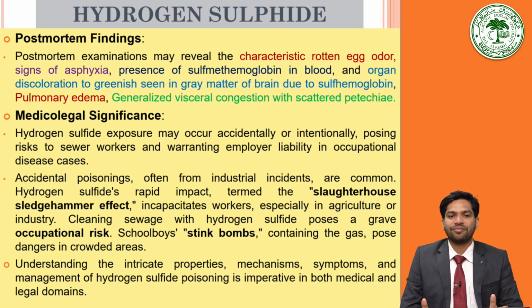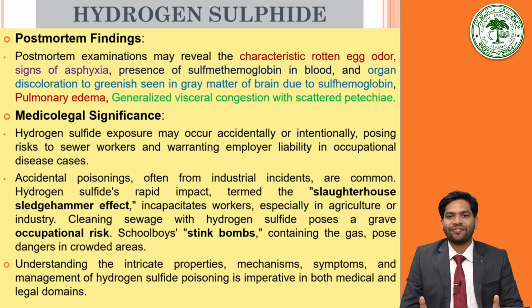The presence of sulf-methemoglobin in the blood can be quantified, and the greenish organ discoloration is seen in the grey matter due to the formation of sulf-hemoglobin. The decomposition changes that we see first in the right iliac fossa show greenish discoloration because of the production of decomposition gases that mainly contain hydrogen sulfide. That is why the decomposition color is greenish.